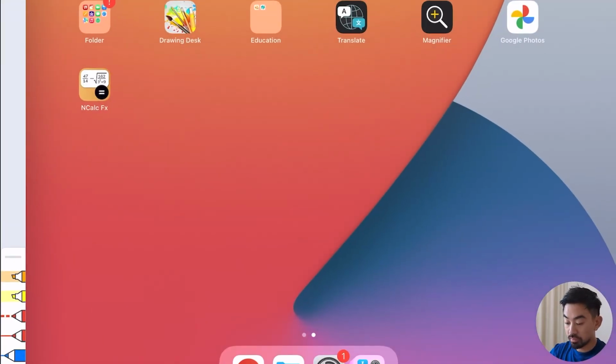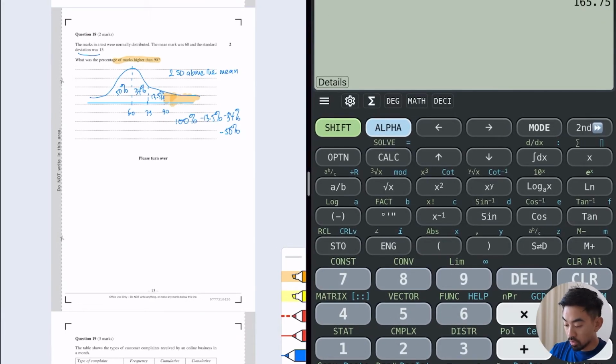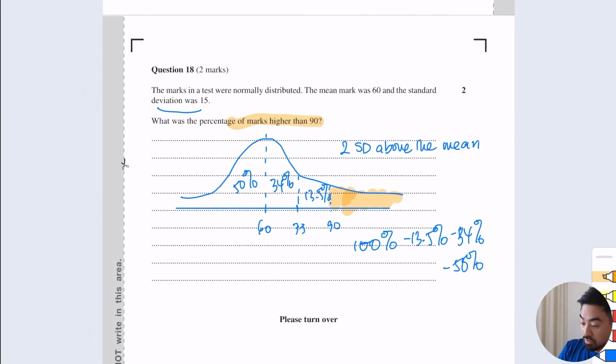So let's work that out. I've got 100 minus 13.5 minus 34 minus 50. So my answer is 2.5%.